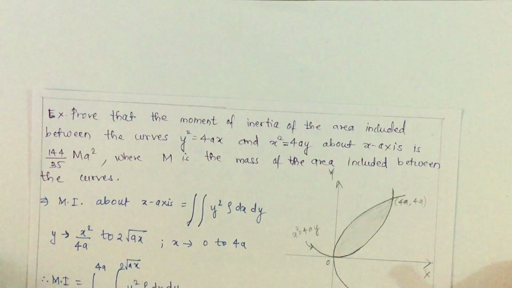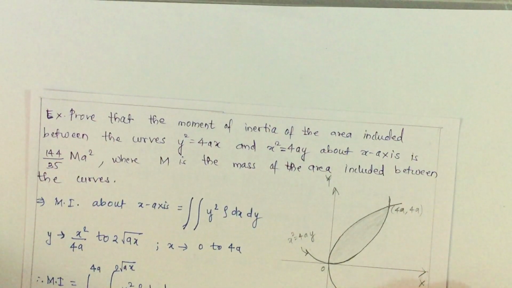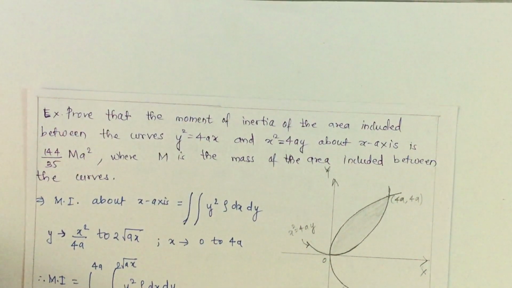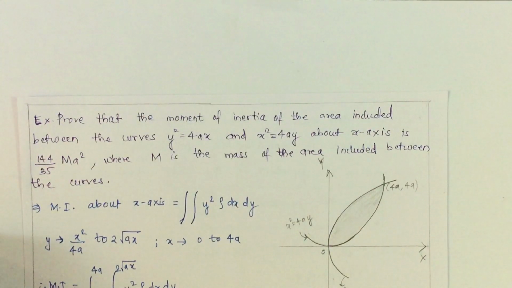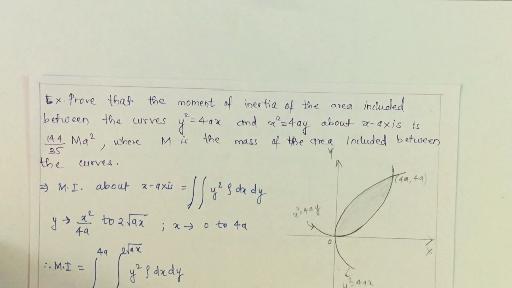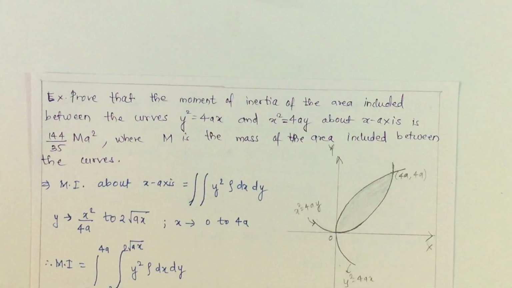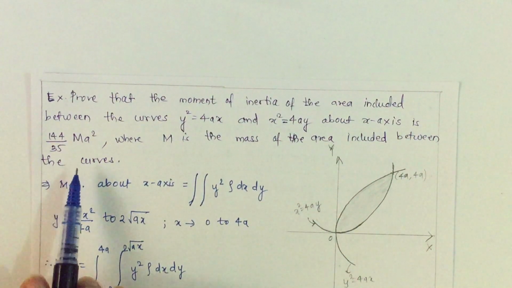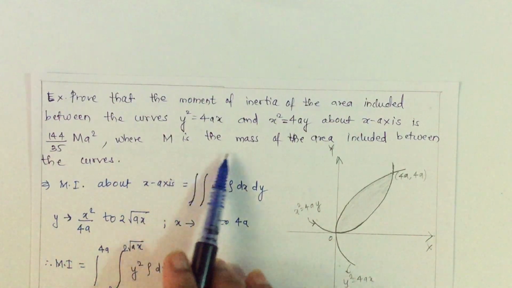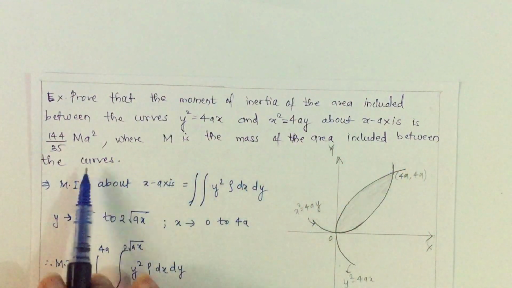Prove that the moment of inertia of the area included between the curves y square equal to 4ax and x square equal to 4ay about x-axis is 144 upon 35 ma square, where m is the mass of the area included between the curves.